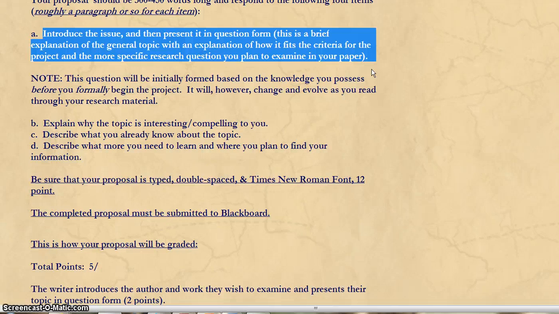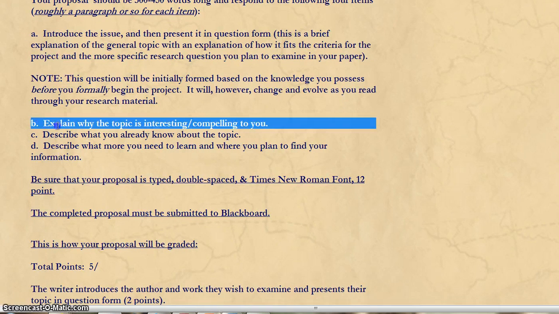In the second paragraph, and this is very, very simple, all you need to do is explain why this topic is interesting and compelling to you. Now, obviously, if you get to this point and you think, well, this really isn't a topic that I'm that interested in, and I'm really not that compelled to read about it or write about it, then probably what you're going to want to do is start over and find another topic and form another question that you'd like to have answered and write a proposal about that one.